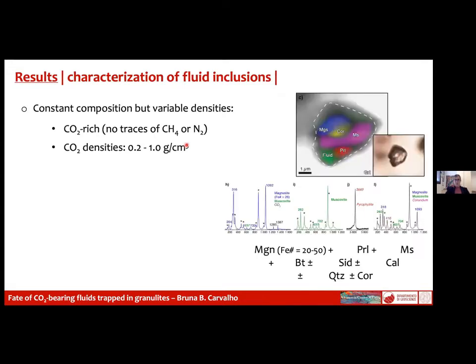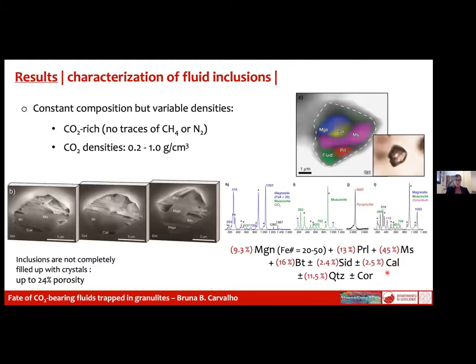So with the Raman, we observed that these inclusions contain magnesite, pyrophyllite, but also muscovite, biotite, siderite, calcite, quartz, and corundum. And with the serial section, we observed that they contain up to 24% porosity, and that the potassium-bearing phases, so muscovite and biotite, are actually abundant in this inclusion.